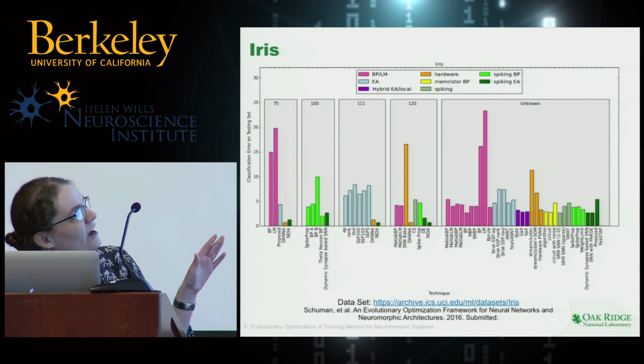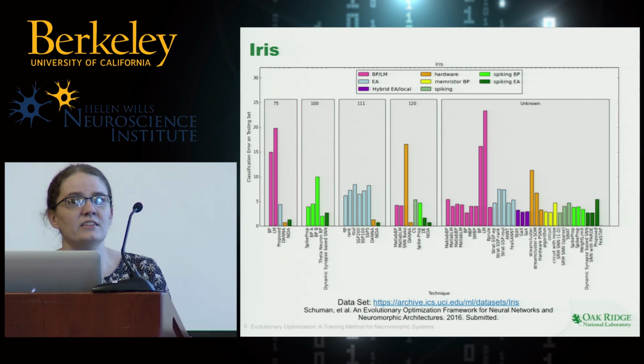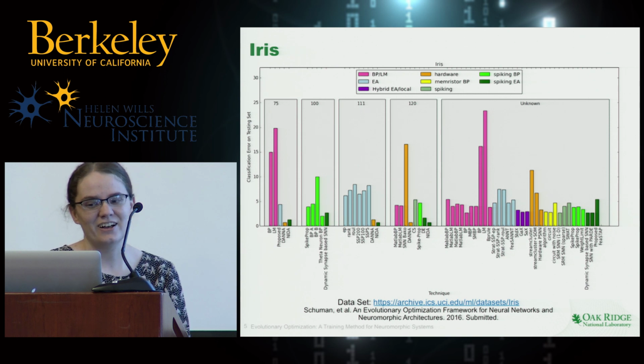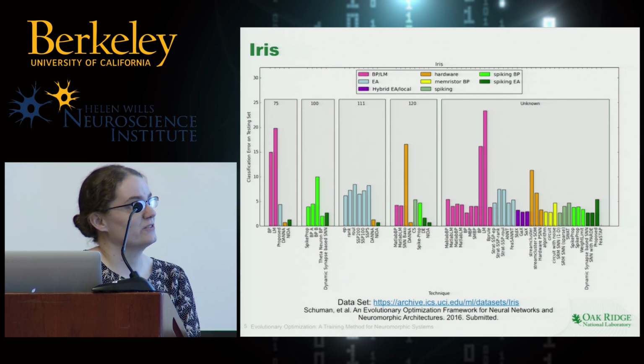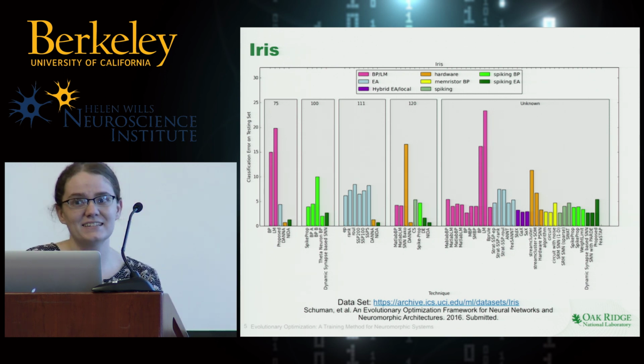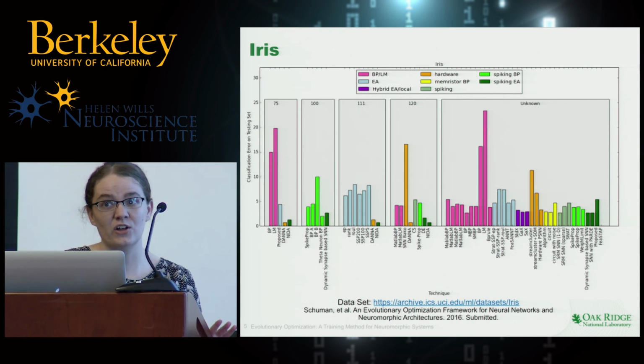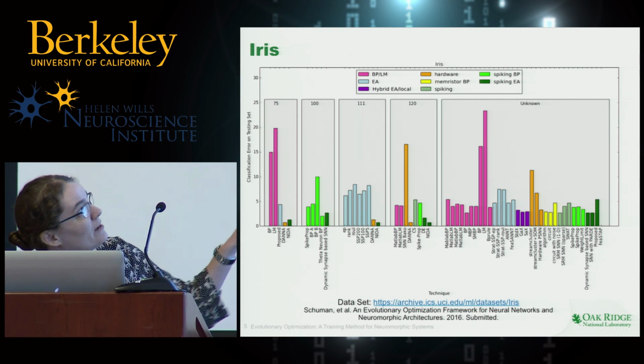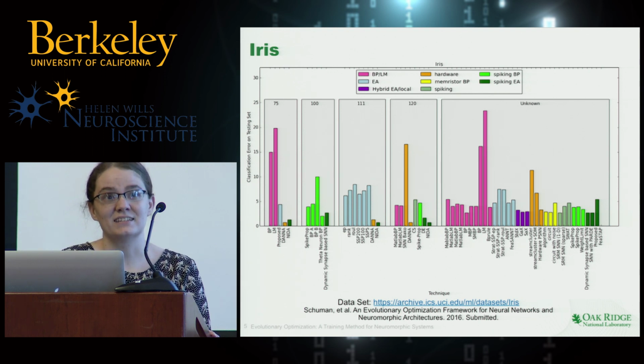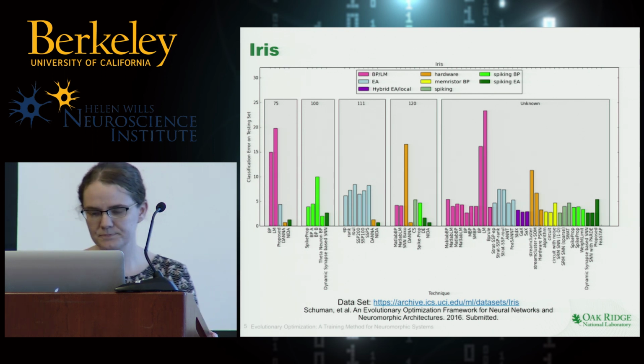The hardware methods are shown in orange. The hardware methods that include memristors are shown in yellow, and the different spiking neural networks are shown in different colors of green. The heights of the bars are the classification error on the testing set, and the different gray boxes are the different numbers of training examples that were used in the reported results.